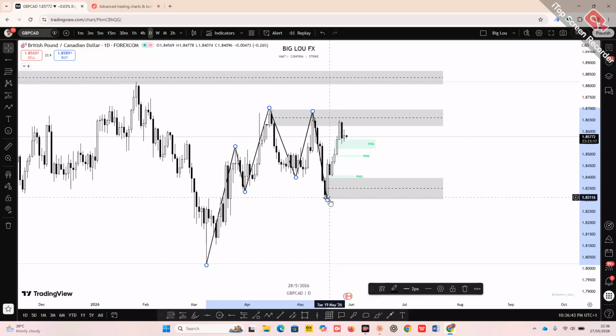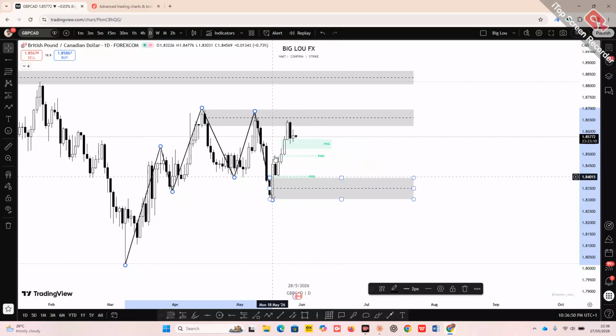Yeah, you start looking for sales. Are you going to look for sales here? No, you are going to come back to the POI, your zone. Because right here, there is nothing else. There's no zone for price to react from except it gets there.